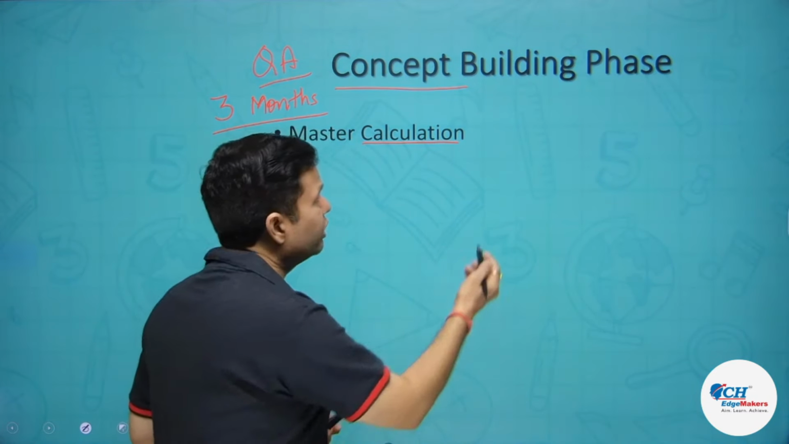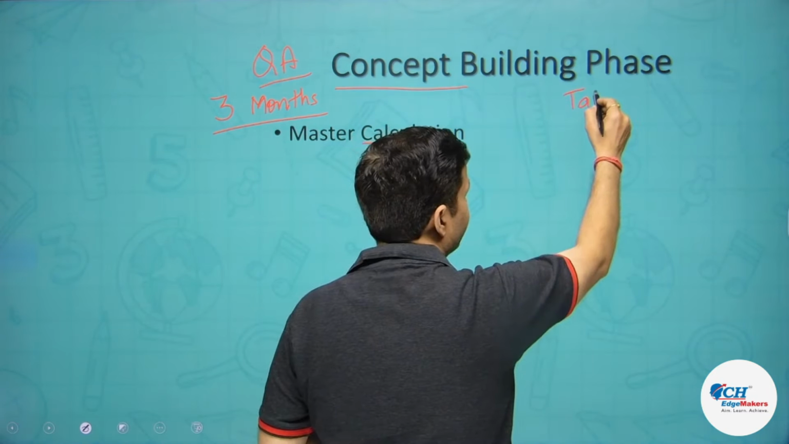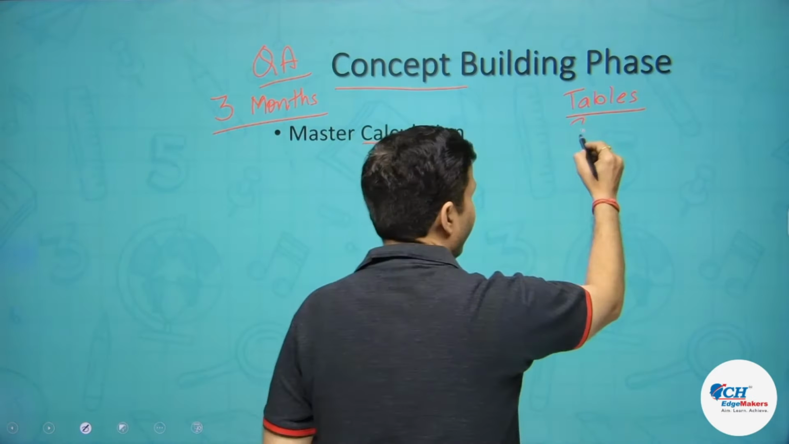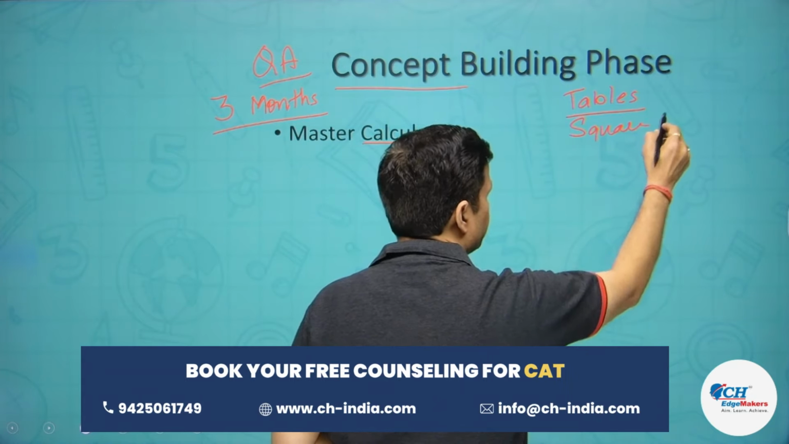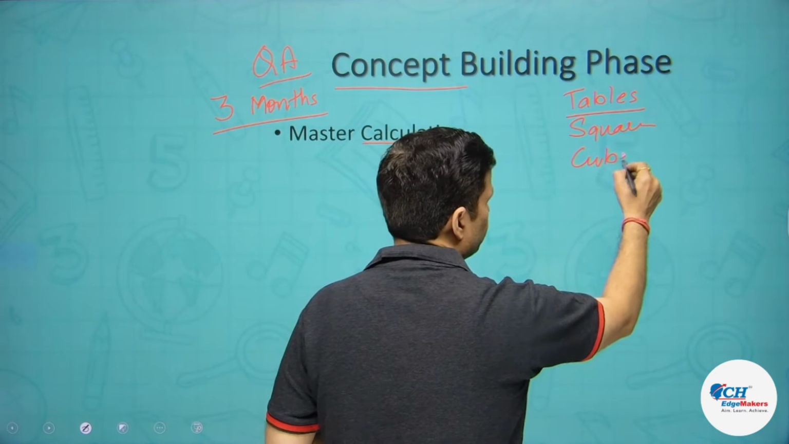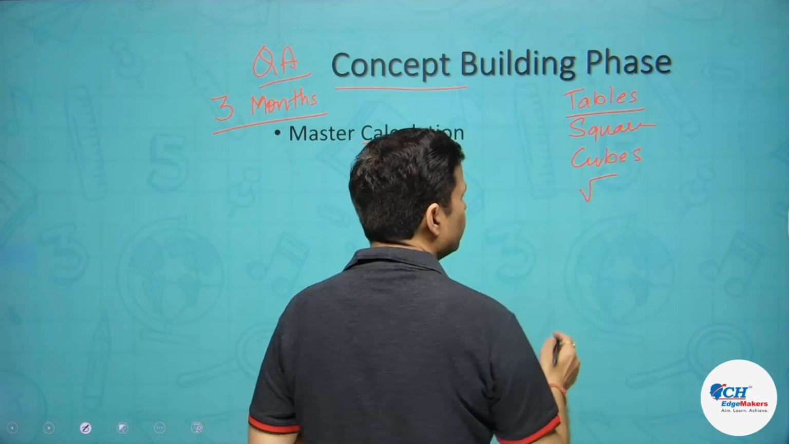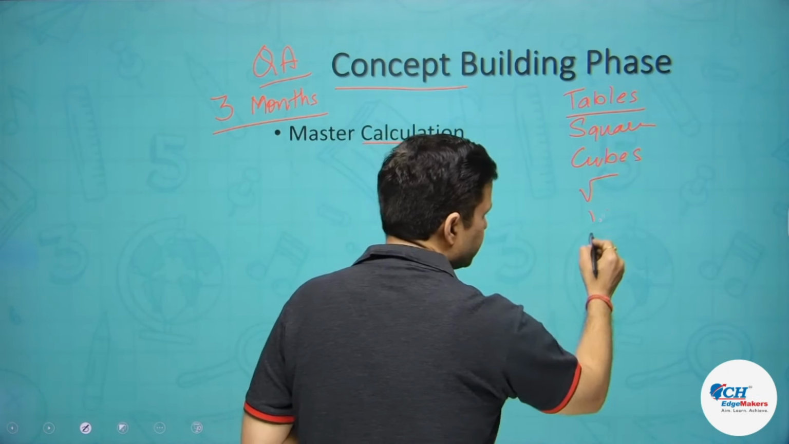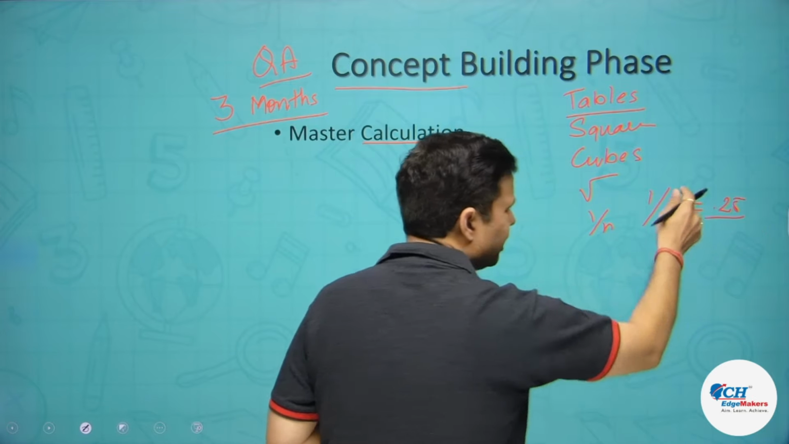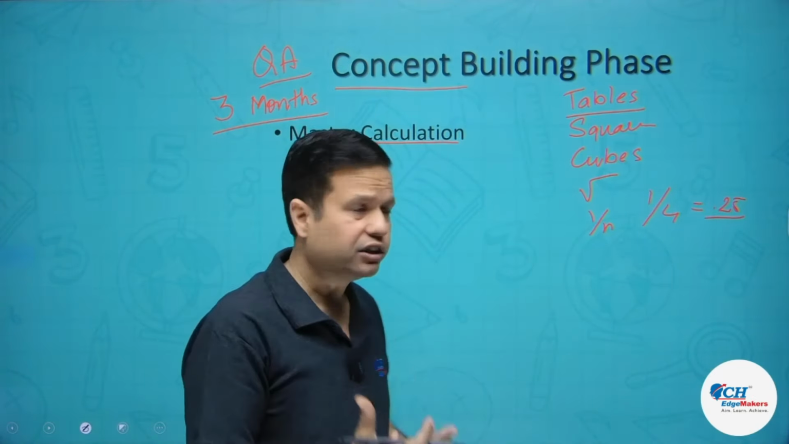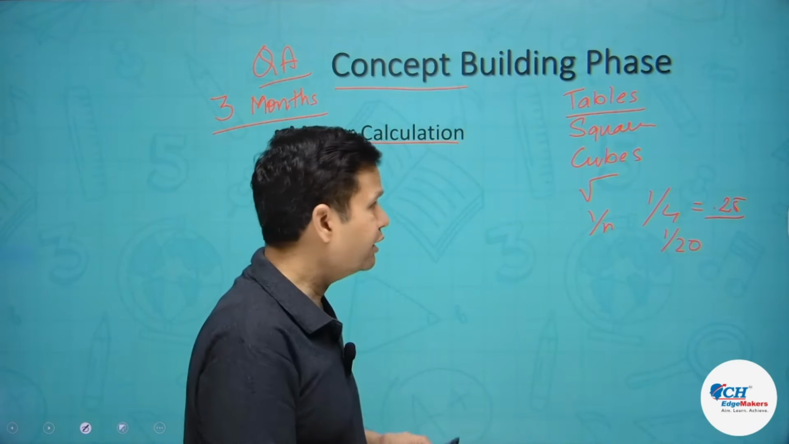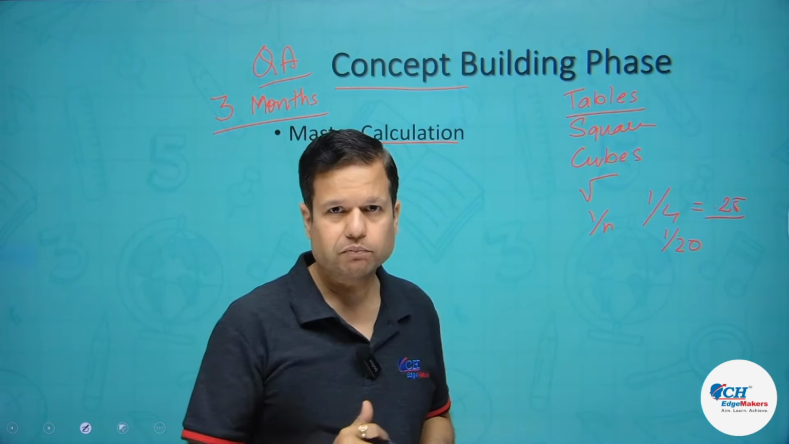So what should you improve in calculation? First, you should be good at tables up to 25. You should know squares up to 20. You should know cubes up to 15. You should know square roots. You should know reciprocals, something like 1 by 4 is 0.25. This helps a lot in percentages. So reciprocals till 20, that is till 1 by 20. That's what you should start learning.